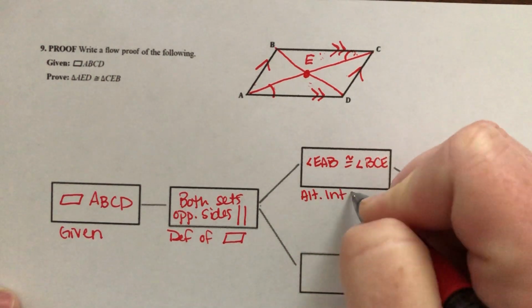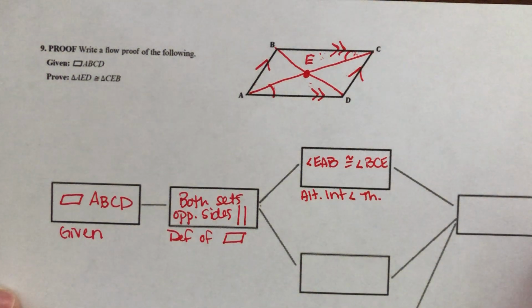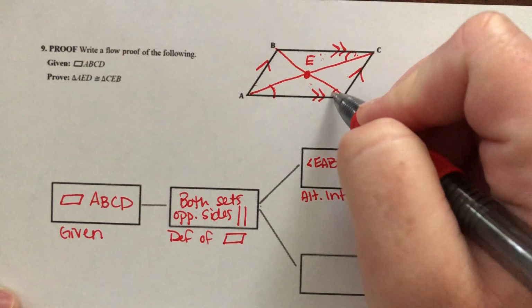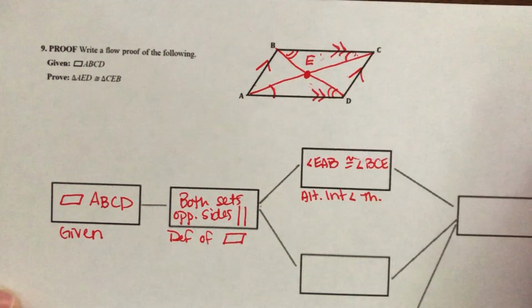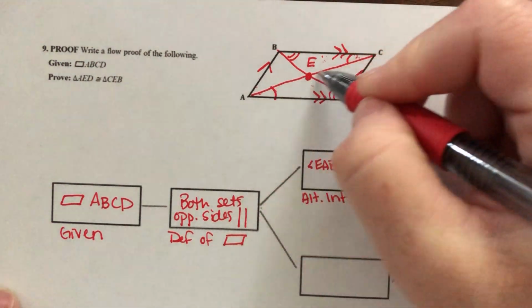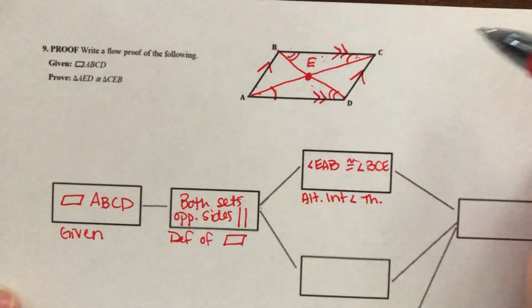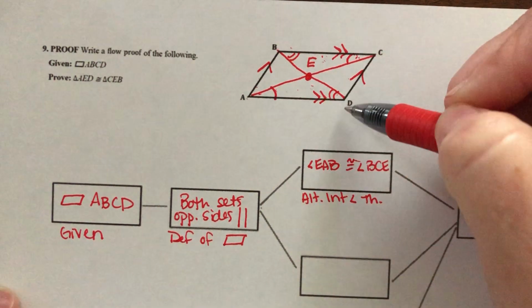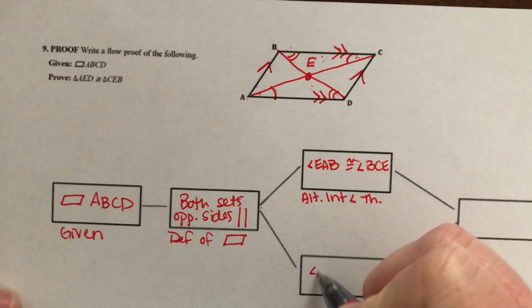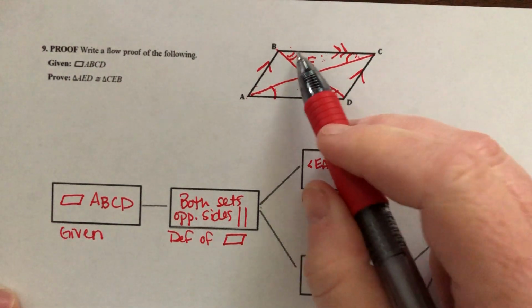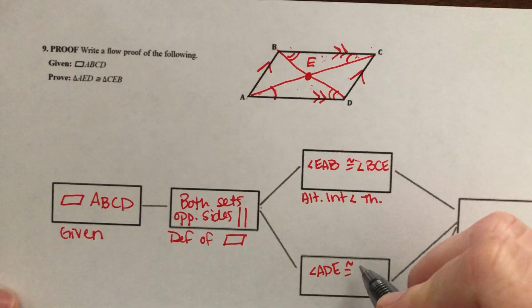The alternate interior angle theorem, which says if lines are parallel and they're cut by a transversal, then any of the alternate interior angles are congruent. Okay? Based off the same thing, I could also say that this angle is congruent to this angle. They're just on the other side here, right? Here's one transversal, alternate interior angles. Here's another transversal, alternate interior angles. So I could say angle ADE is congruent to this guy, CBE.